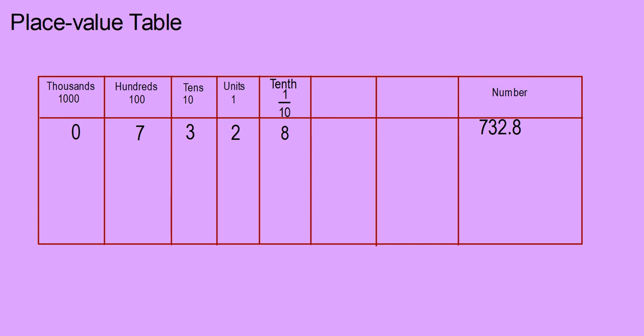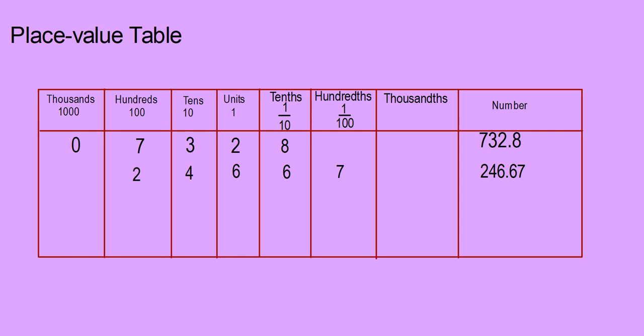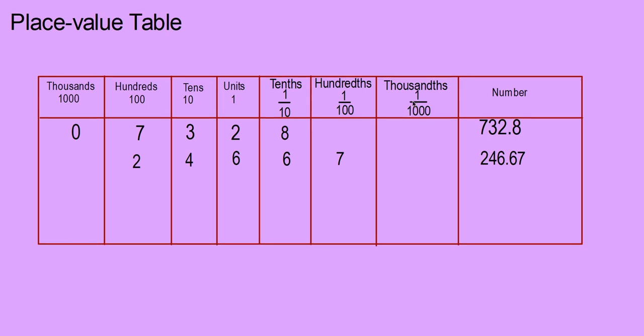Now let us take another number, 246.67. Here unit place 6, tens place 4 and hundreds place 2, and tenths place you can write it as 6. Now 7 is the next place. It is the hundredths place. Its value is 1 by 100. So 7 you can write in the hundredths place. Now what will be the next place after decimal? Yes, it will be the thousandths place and its place value is 1 by 1000.